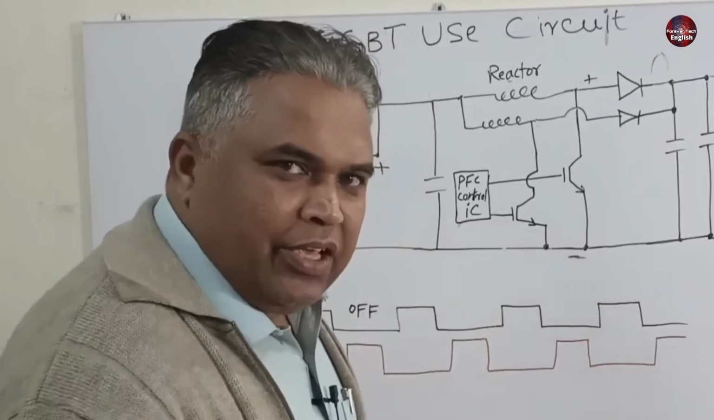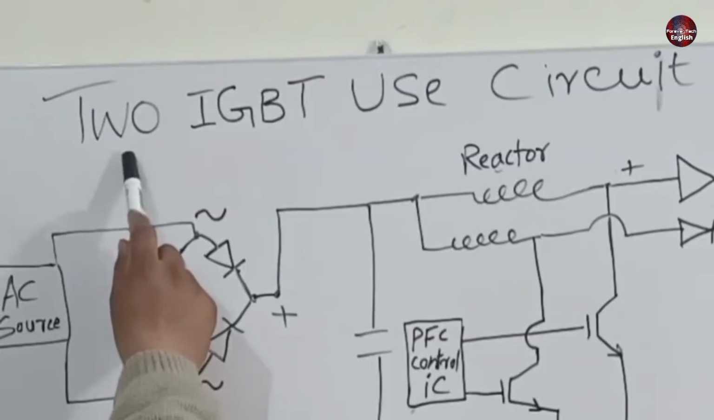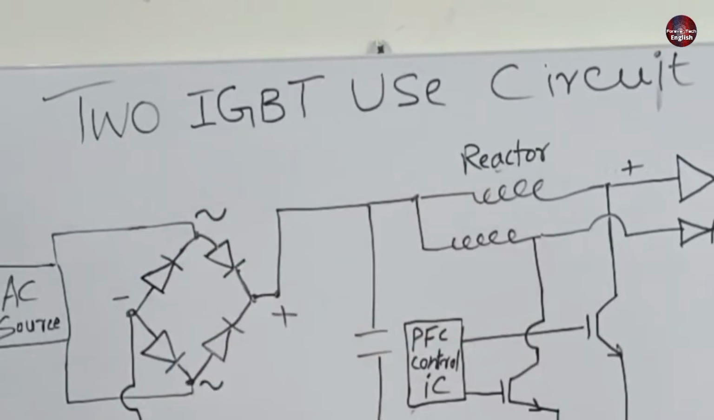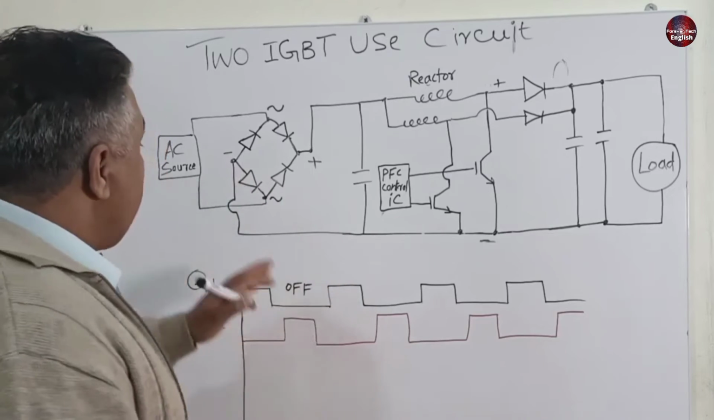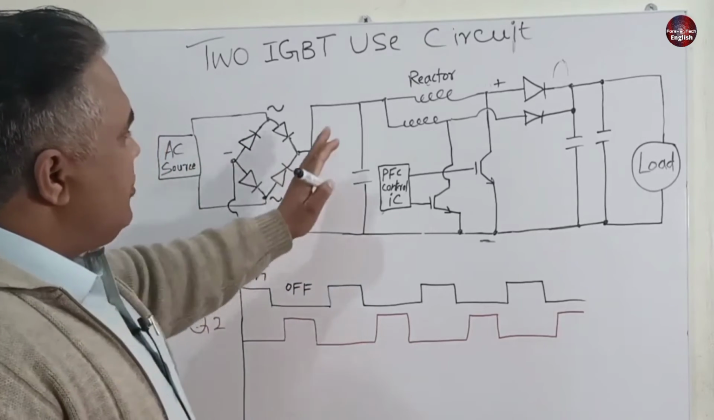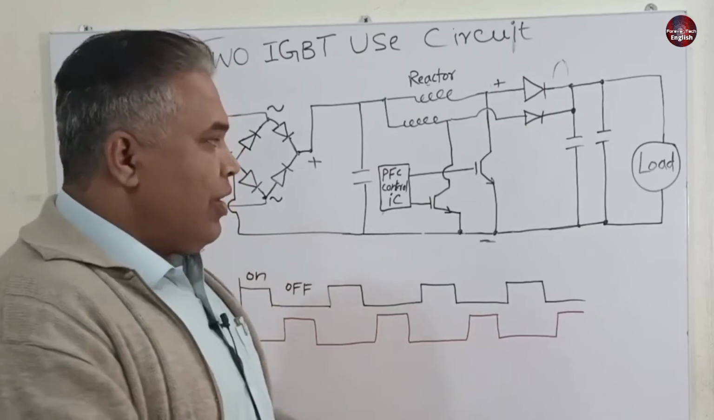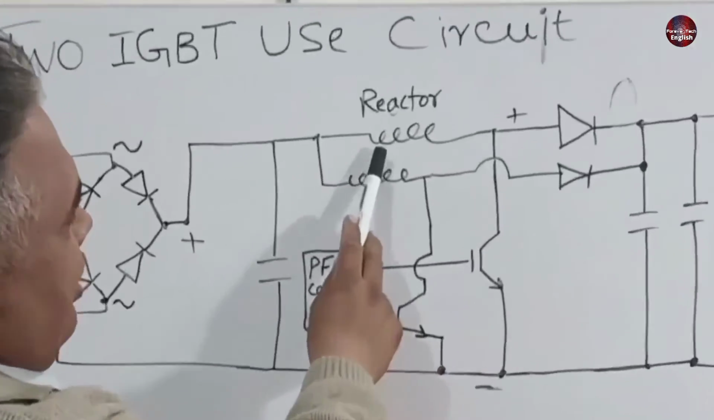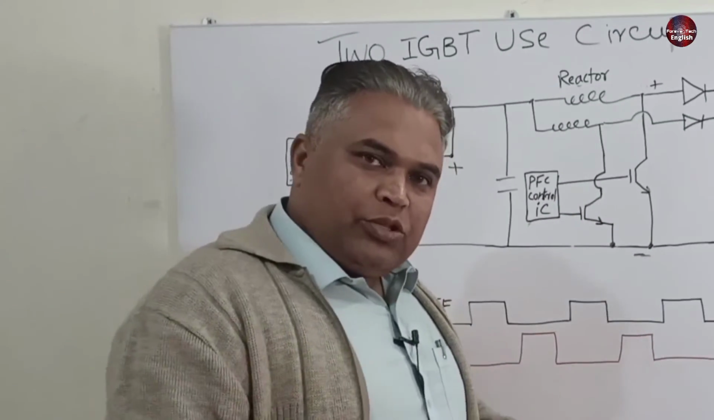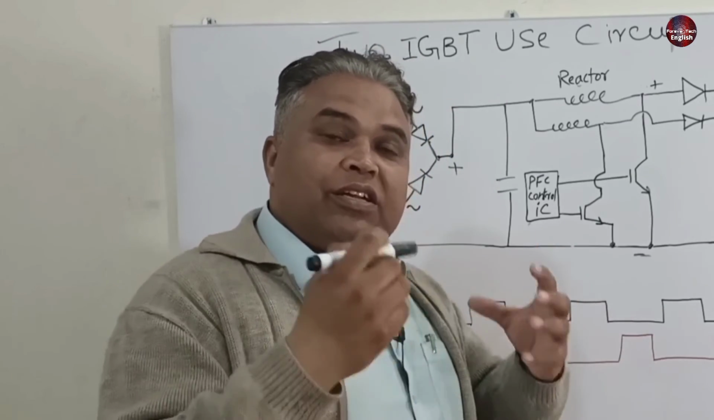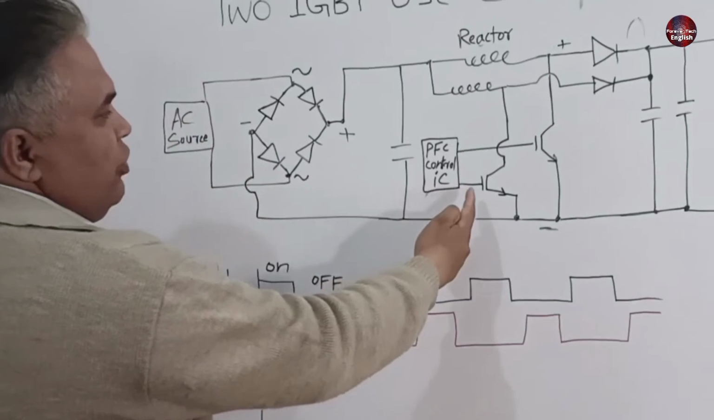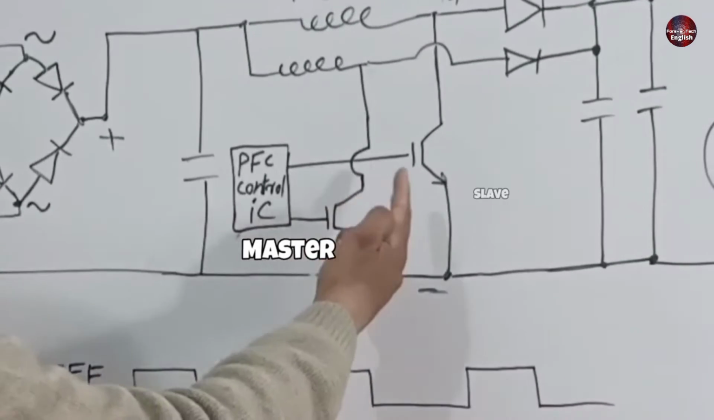Now I will tell you about those circuits that have two IGBTs installed in them. This circuit has the same AC source which is converted to DC with a rectifier. The difference in this circuit is that it has two reactors in it. The system will work almost the same as I told you on the circuit with one IGBT. The difference will be in the waveform of the current. And how will the PFC be boosted? One IGBT is master, and the other is slave.